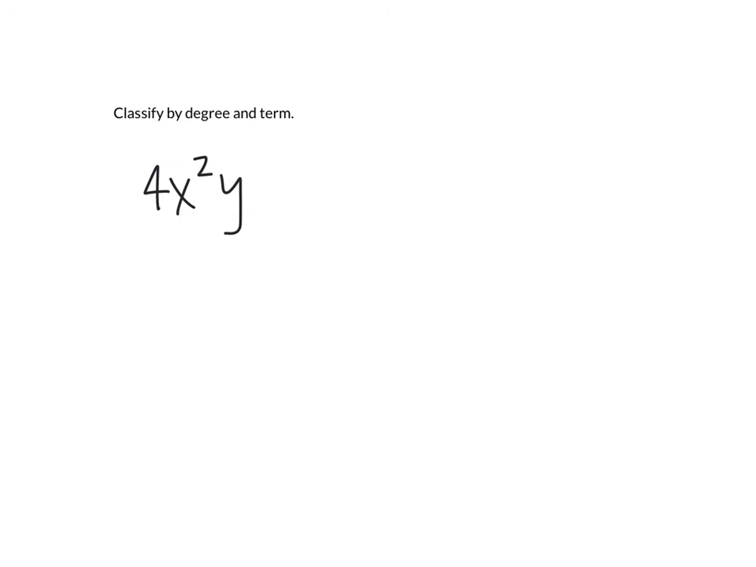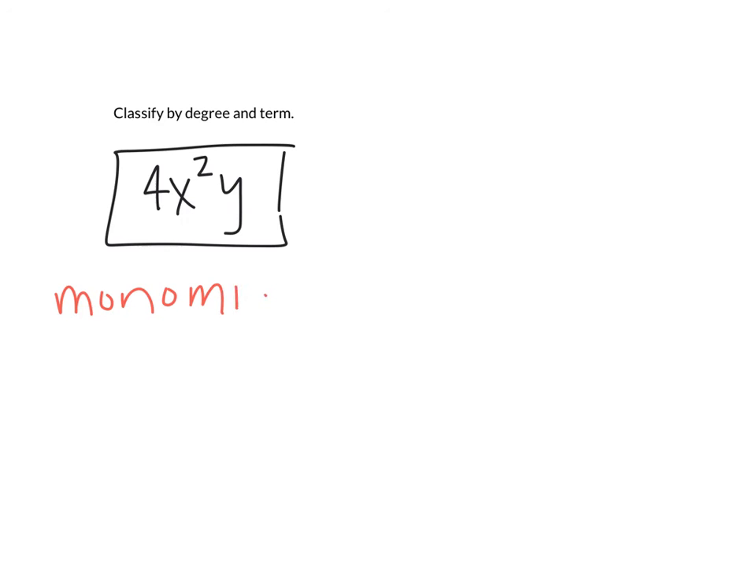Now lastly, you might be asked to classify by degree and term. So here's where you're going to give it a name, a first and a last name. This is a little bit tricky because here, this is a monomial. It's one term. There's no plus or minus signs. It has variables, but it's the product, x squared y. So we know it's a monomial.